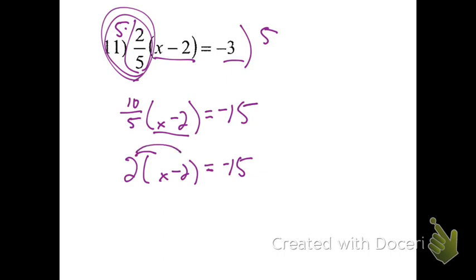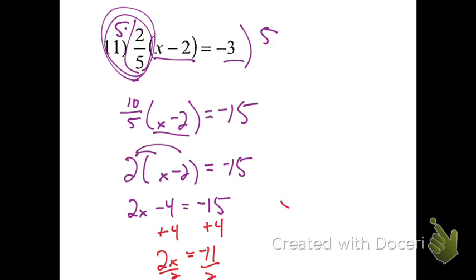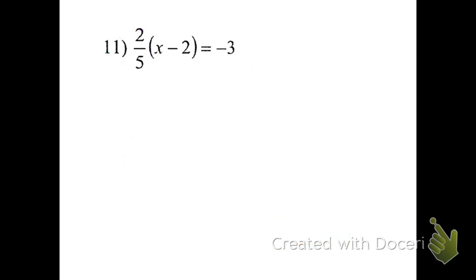Now I'm going to distribute. So I have 2x minus 4 is equal to -15. And I'm going to take it step by step from there. Shouldn't be that bad. So I'm going to add 4 to both sides. Be careful here. Add your negatives and positives. I get -11. I'm going to divide that by 2. So x is equal to -11 over 2. And that's going to be that.